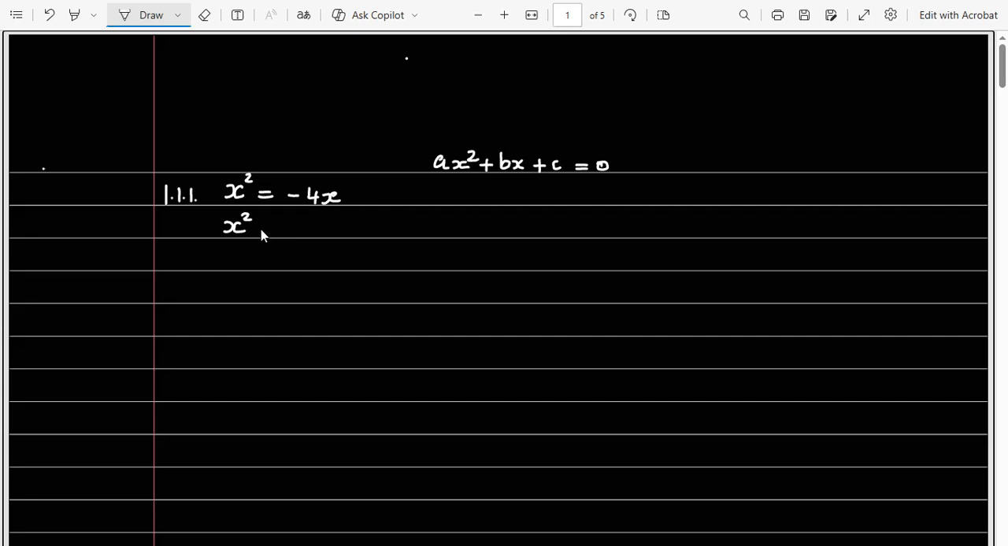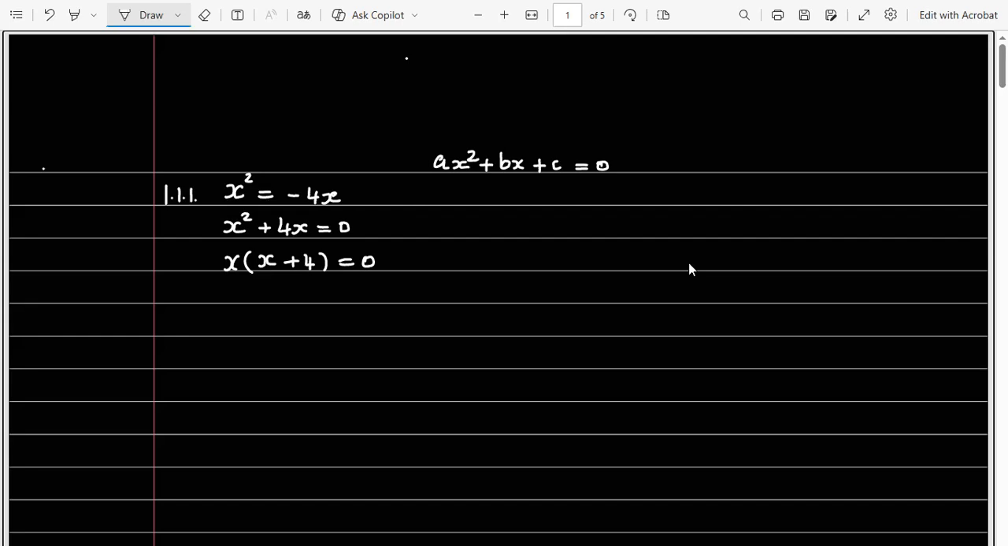And now we have x squared plus 4x, and this is equal to 0. I hope you understand that. So what's next? We are solving for x, and can we factorize this? Yes, we can take out the common factor as x. So I'm going to take out the common factor, and this will be left as x plus 4, and I'm going to equate this to 0.